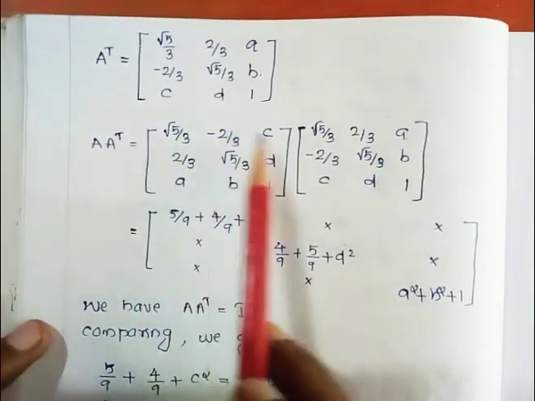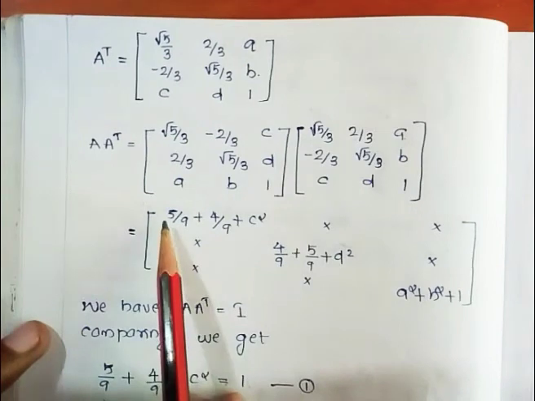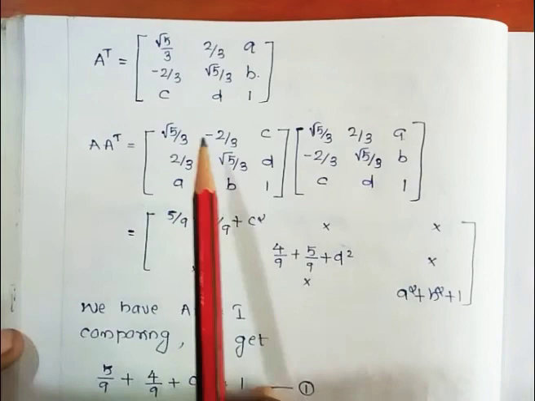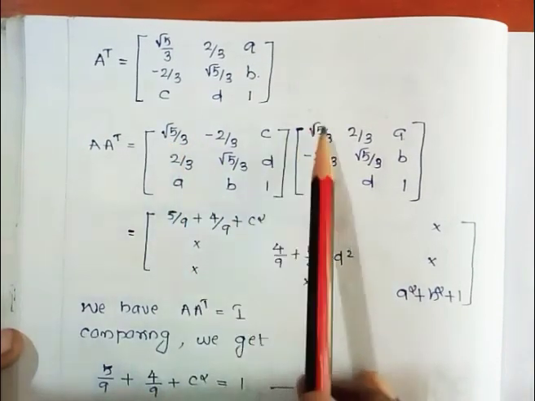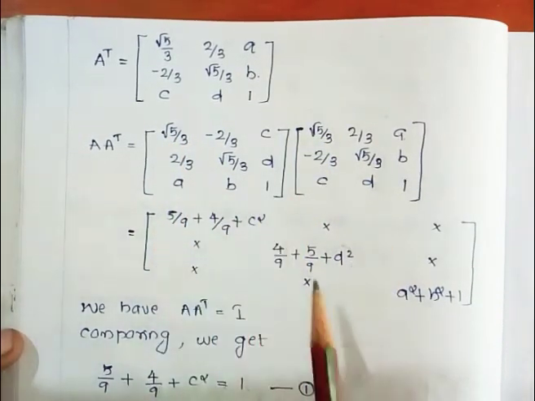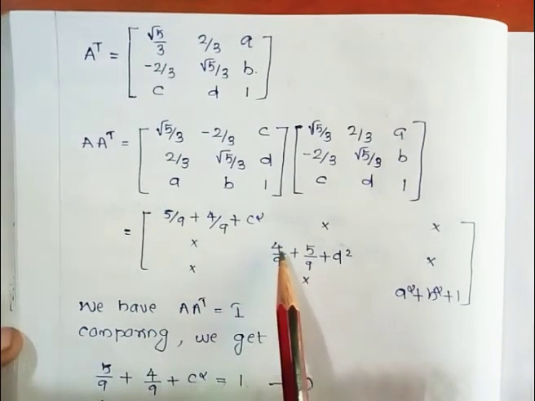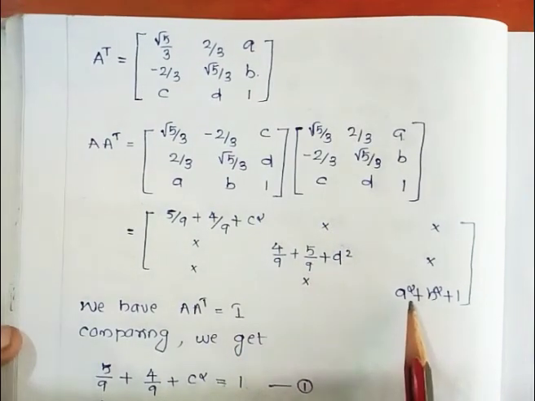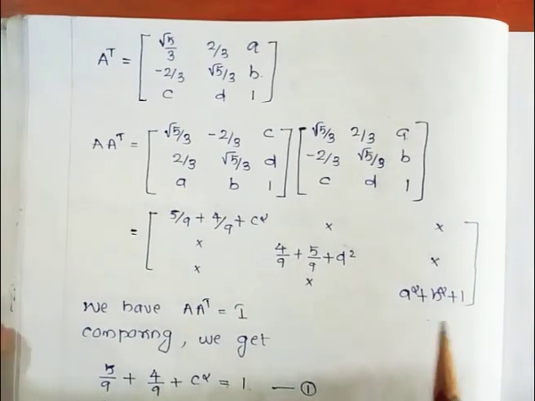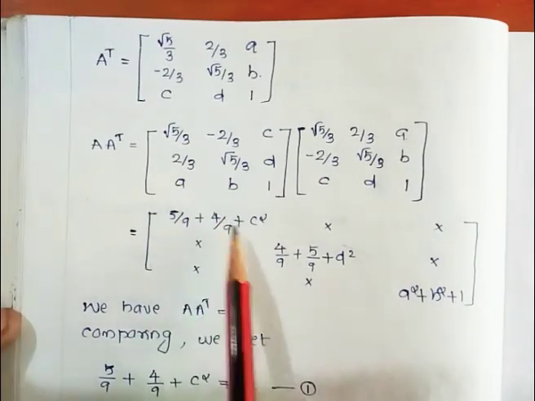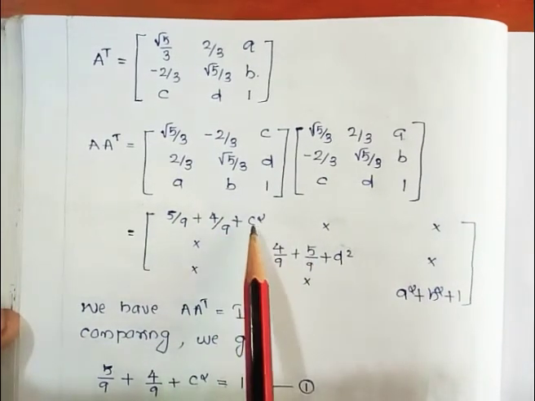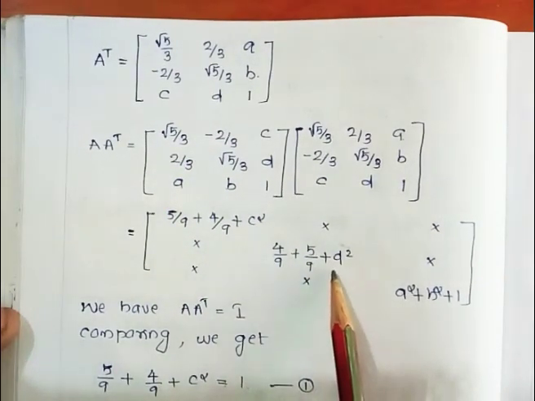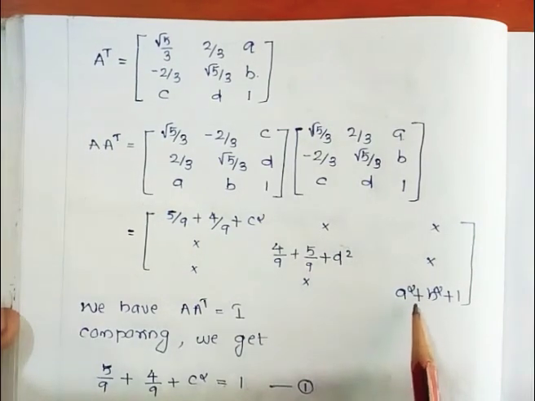By multiplying these two matrices, we get the diagonal entries. The first is 5 by 9 plus 4 by 9 plus c square, that is, first row into first column. The second diagonal element is 4 by 9 plus 5 by 9 plus d square, and the third diagonal element is a square plus b square plus 1. So the first diagonal element contains the term c square, the second contains the term d square, and the third contains a square plus b square.